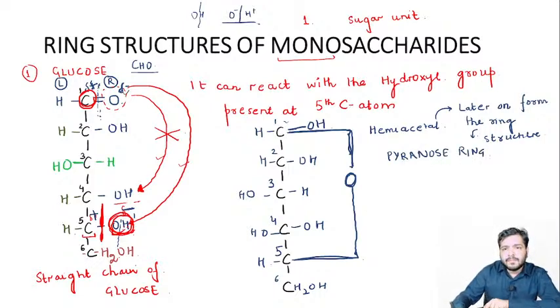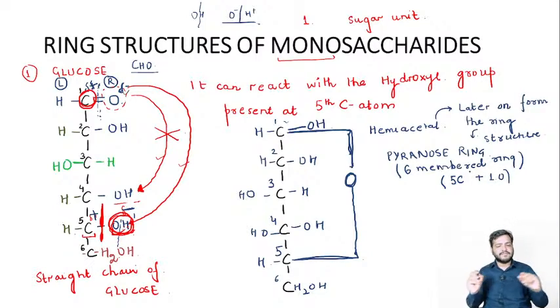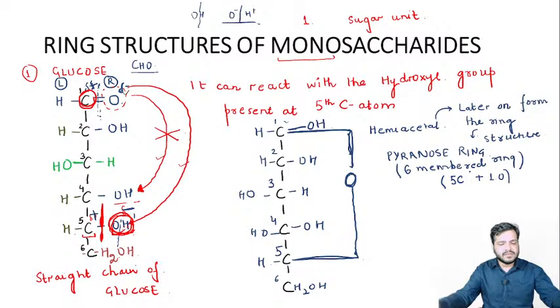So pyranose, basically it is a 6-membered ring where we have 5 carbon atoms plus 1 oxygen that is participating in the ring.